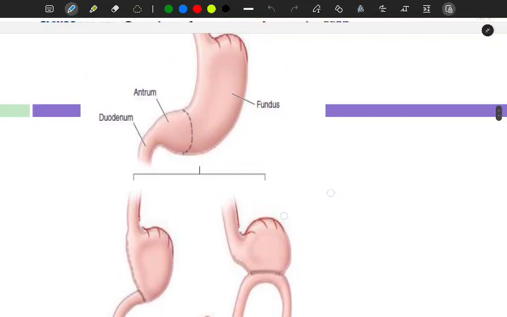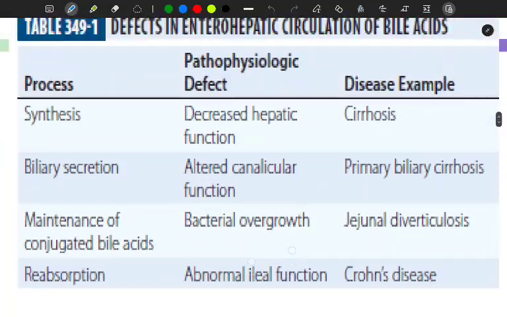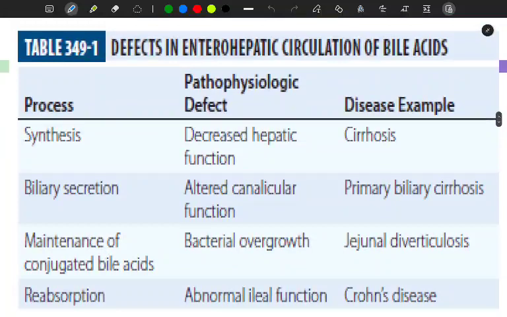Okay. The defects in enterohepatic circulation of bile acid, this as well is quite important in peptic ulcer disease, because retention of bile acid might increase the injury of the epithelium, especially the duodenum, where the bile acid is secreted in the second part of the duodenum. Next, please.